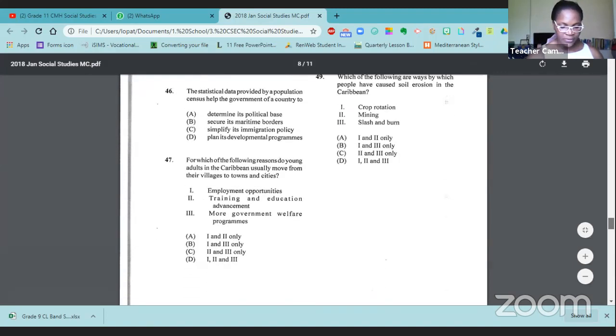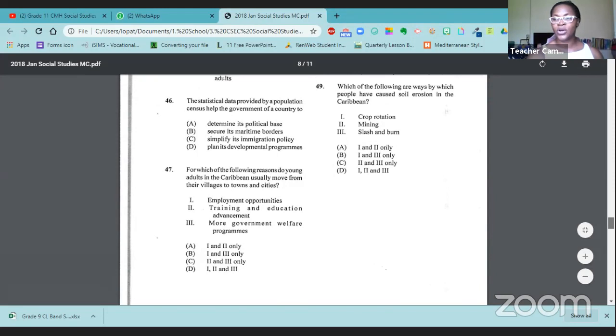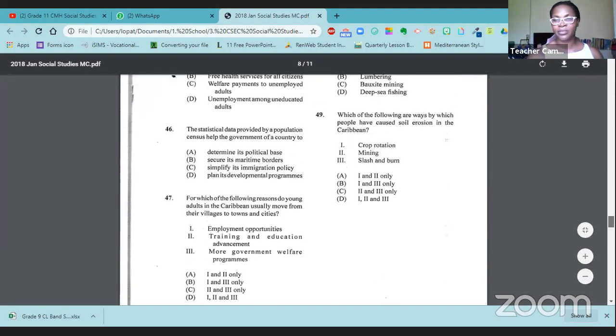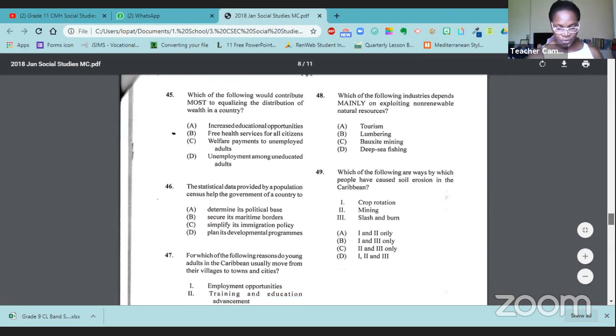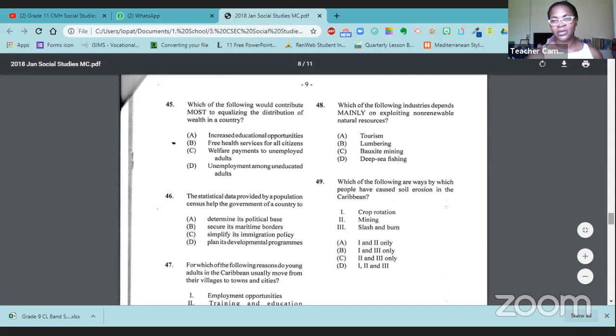47. For which of the following reasons do young adults in the Caribbean usually move from their villages to towns and cities? And we have A as the answer, referring to employment opportunities, training, and education and advancement. As a young person, why would you move from up in the hilltop here in the country? You want work, you want education, all of that, right? So that's why we have some single parent homes and some sibling-headed households, and extended families. Why? Because the parents have left to go and make a living elsewhere.